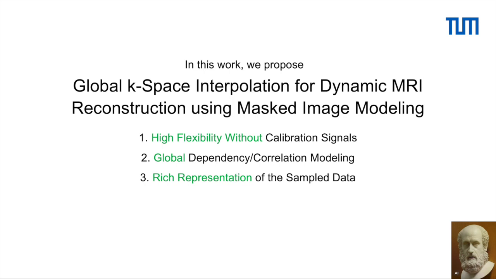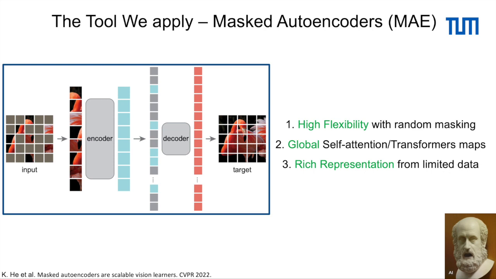Therefore, in this work, they propose global K-space interpolation for dynamic MRI reconstruction using masked image modeling, which enables high flexibility without using calibration signals, has global dependency modeling, and can learn the rich representation of the sampled K-space data. To realize these goals, they apply masked autoencoders as their tool. It is a masked image modeling method which is a perfect match for their application. It has high flexibility with random masking image modeling, global self-attention maps to learn the global correlation, and can learn rich representation from limited data.